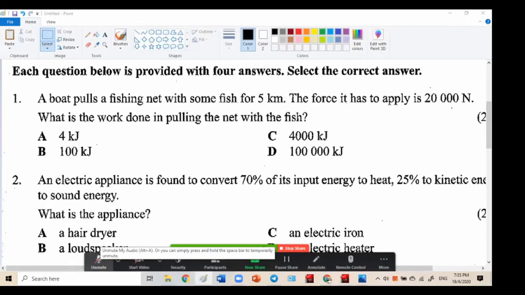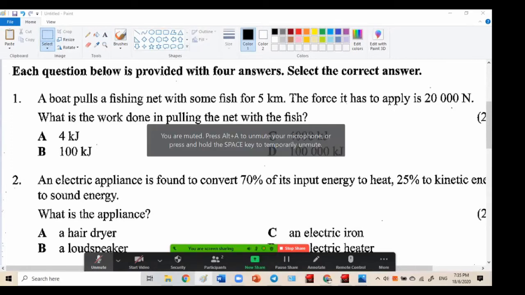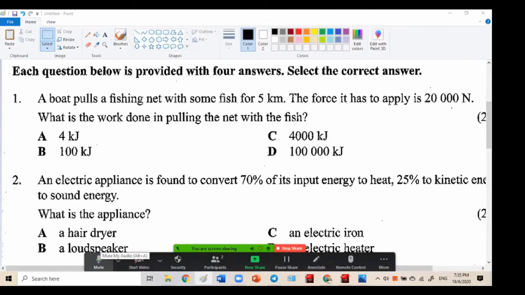100,000 kg. Yes, am I right? Do you know how to do it? Yes. So force times the thing. Wait, am I... Yeah. All right. So what do you want? A fishing net pulls some fish for 5 kilometers, right? The force applied. What is the work?